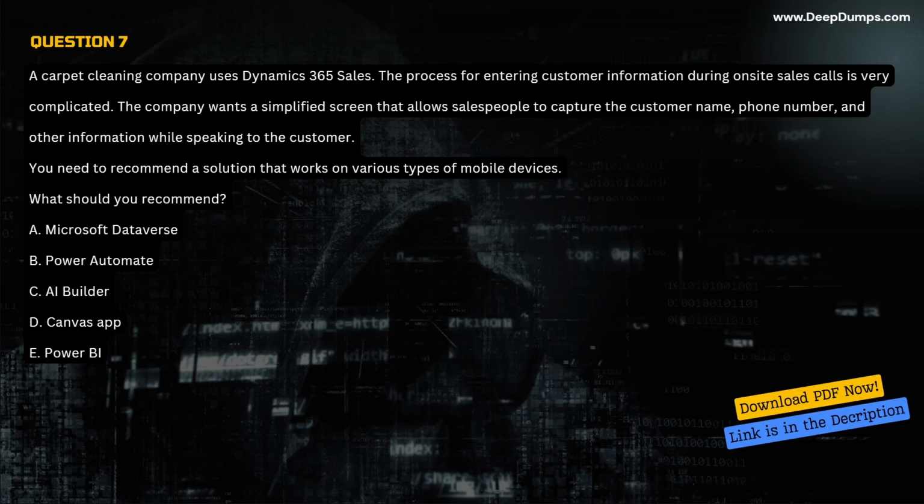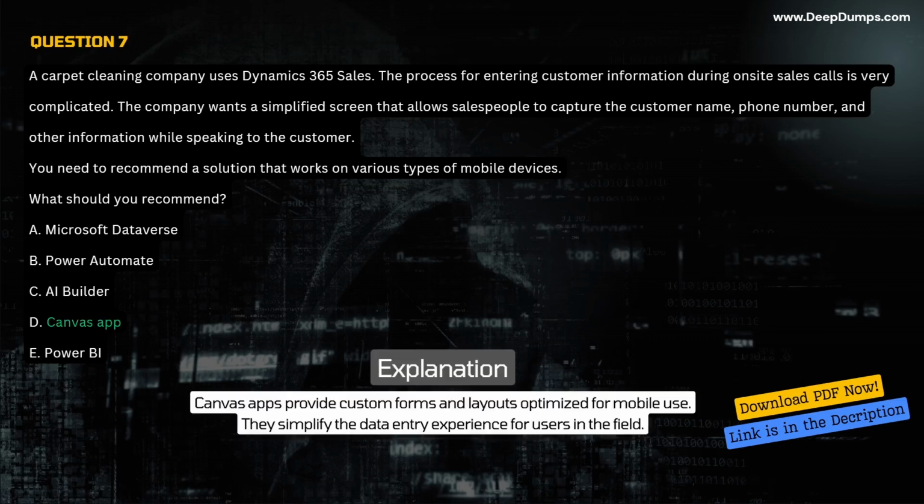What should you recommend? A. Microsoft Dataverse. B. Power Automate. C. AI Builder. D. Canvas App. E. Power BI. Correct answer D. Canvas App. Explanation. Canvas apps provide custom forms and layouts optimized for mobile use. They simplify the data entry experience for users in the field.